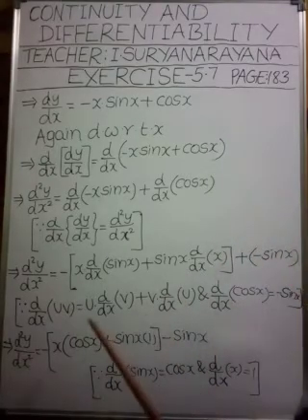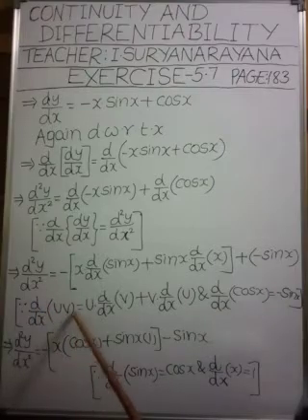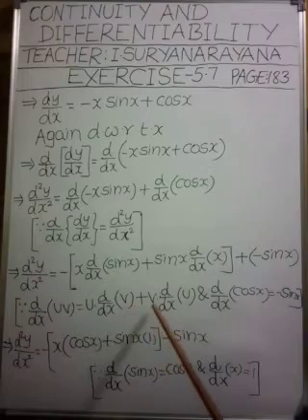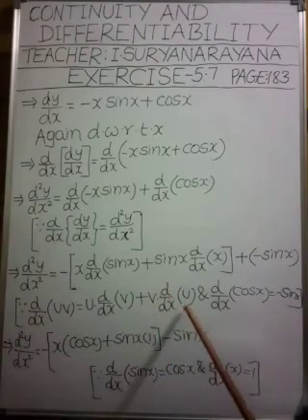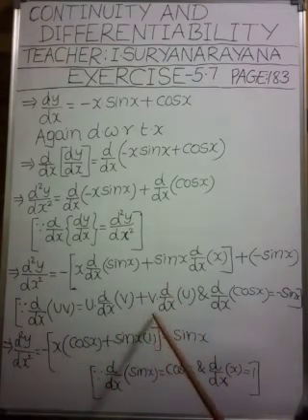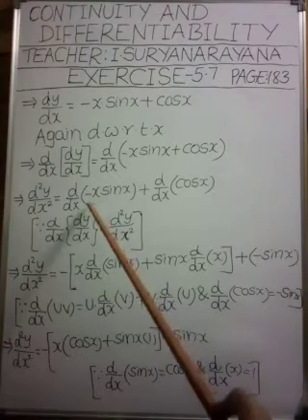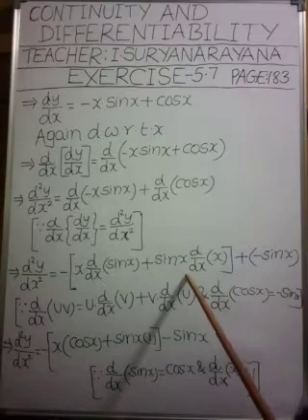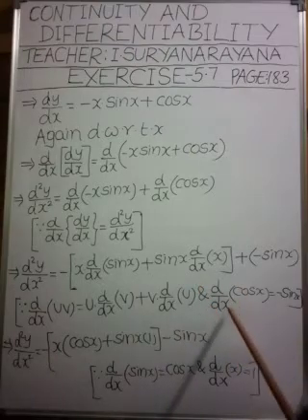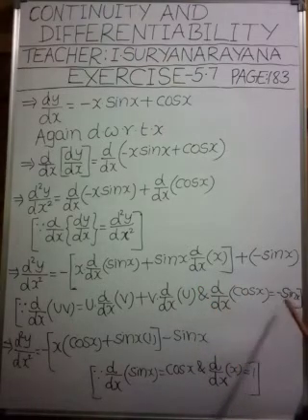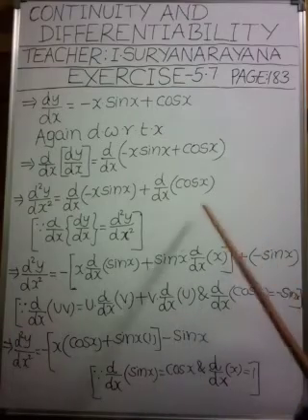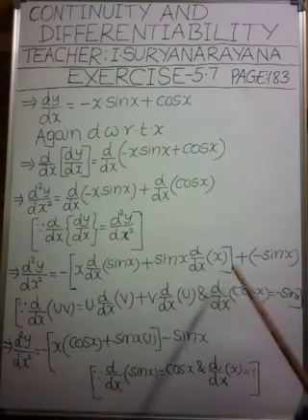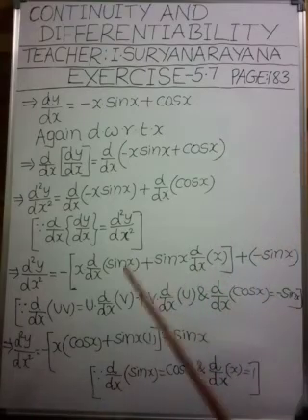Right. Because d by dx of uv is equal to u into d by dx of v plus v into d by dx of u. We used this formula for finding the derivative of this first term. Isn't it, my dear children? Right. And d by dx of cos x is equal to minus sin x. We used this formula for finding the derivative of this second term. Understood this step, my dear children? Right. Now come to the next step.